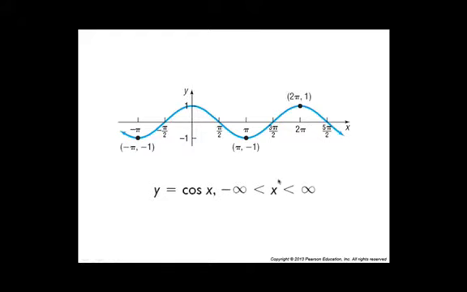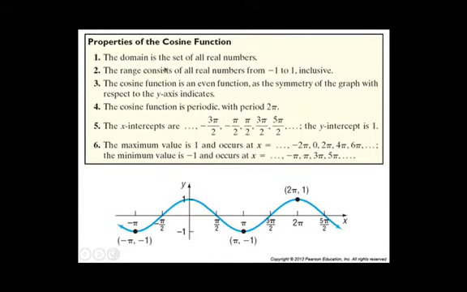Just like the sine, it falls on the interval of negative infinity to infinity. It also has a domain of all real numbers, and also has the range of all real numbers from -1 to 1 inclusive. Here, we have the x-intercepts fall on the negative pi over 2, pi over 2, 3 pi over 2, and 5 pi over 2.